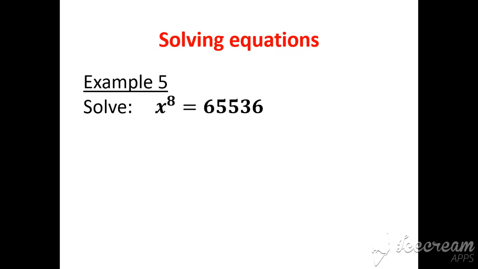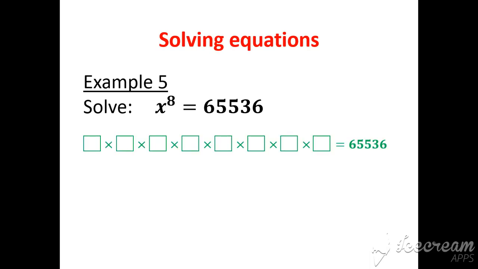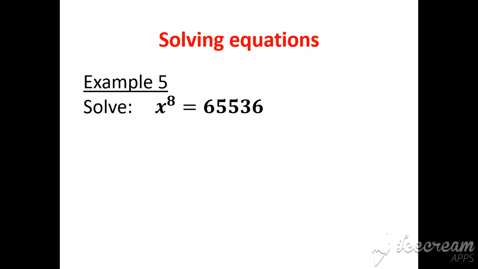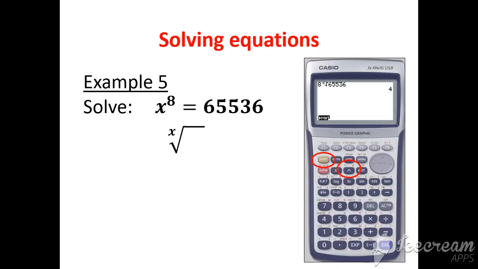Now, looking at the last example, x to the power of 8 is equal to 65,536. Well, once again, you could just guess and check what number times by itself 8 times. You'll eventually guess 4 works, so x is equal to 4. But let's show you the calculator way. It's the nth root. We talked about this earlier, and you're going to take the 8th root of 65,536 to get 4. Awesome.